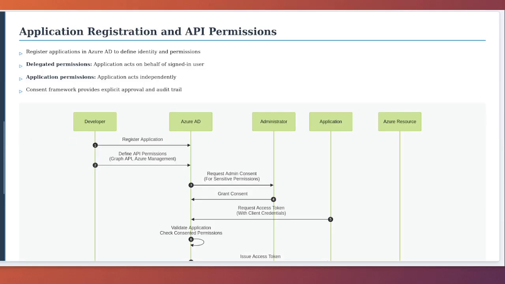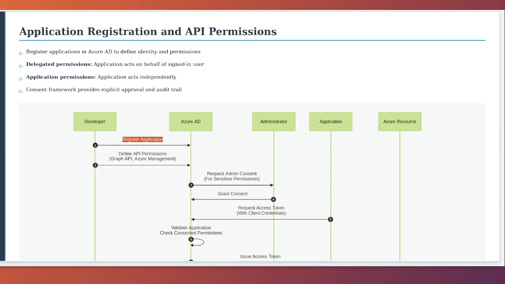When you develop applications that need to access Azure resources or Microsoft APIs, you register them in Azure AD and define their required permissions. This process differs significantly from AWS IAM's approach to application access and introduces concepts like delegated permissions and application permissions that do not exist in AWS.